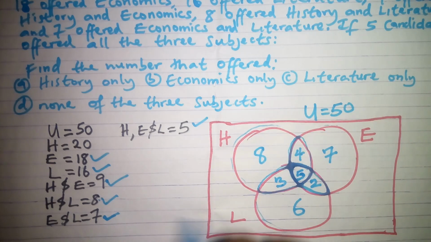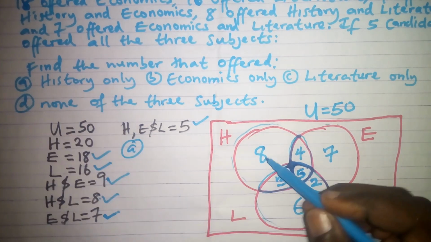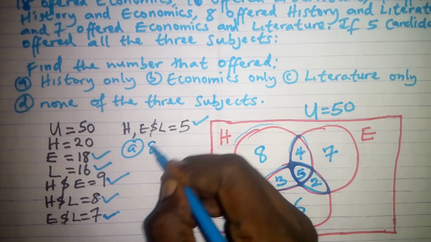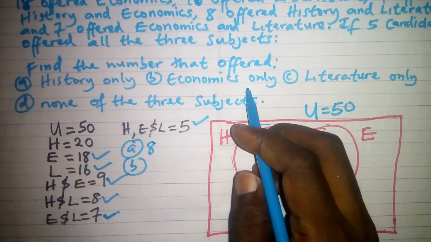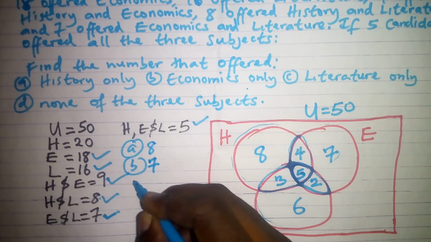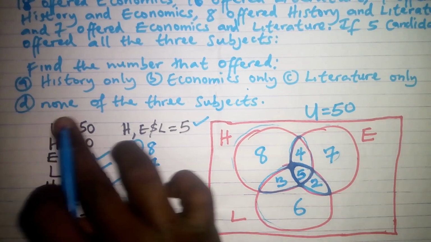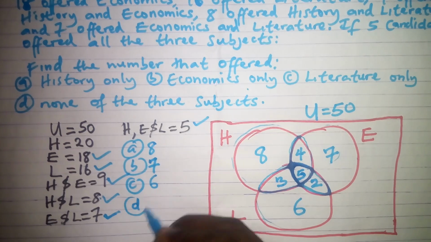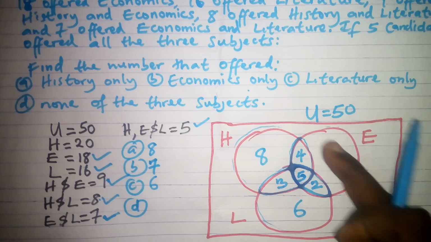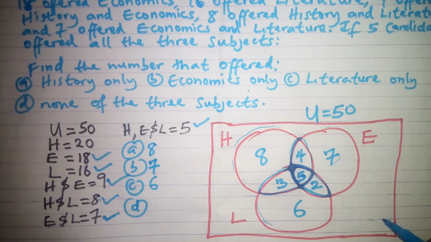But according to the question, they said history only. So we can now answer the question. Question A, history only, will now be 8. Only this value here that is not in any of the other circles. Then the B part, economics only, is now 7. And the C part, literature only, is now 6. And the last one, none of the subjects, that is D. Let's find out. That one will be outside here, since that number did not offer any of the 3. It will not be inside any of the sets.